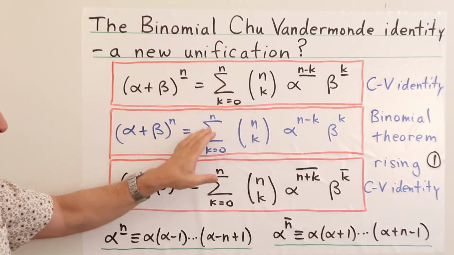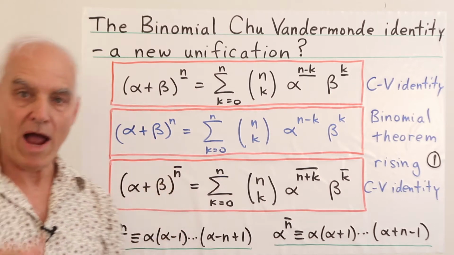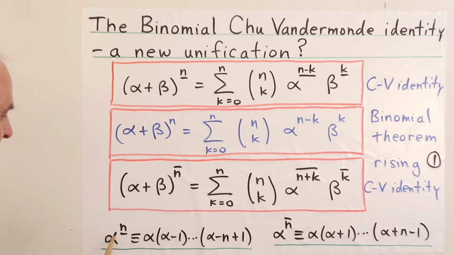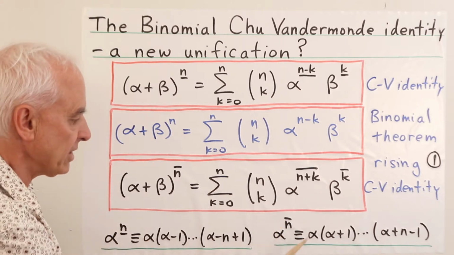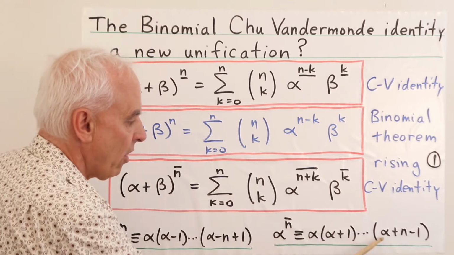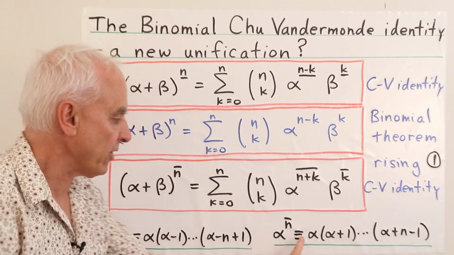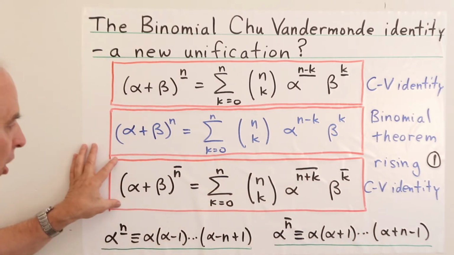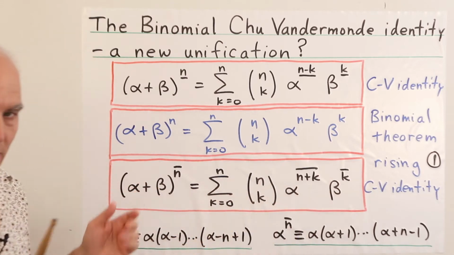And then if we modify it in the other way, by considering rising powers instead of falling powers, so if alpha to the n falling is this one here, then alpha to the n rising will be alpha times alpha plus 1, all the way to alpha plus n minus 1, altogether still n terms, but now increasing by 1 each time. So this also turns out to be a valid identity. We could call it the rising Chu Vandermonde identity.